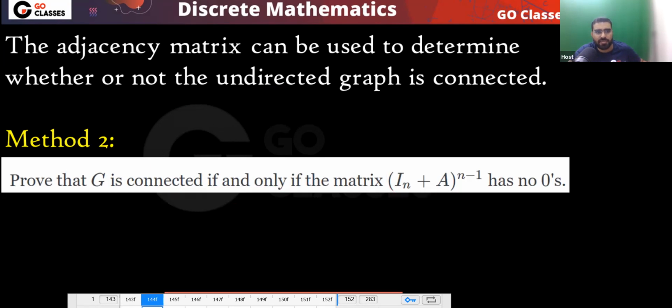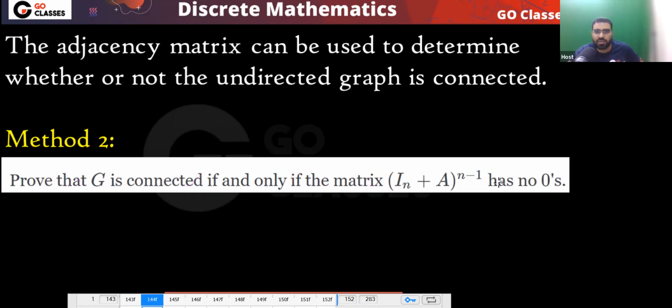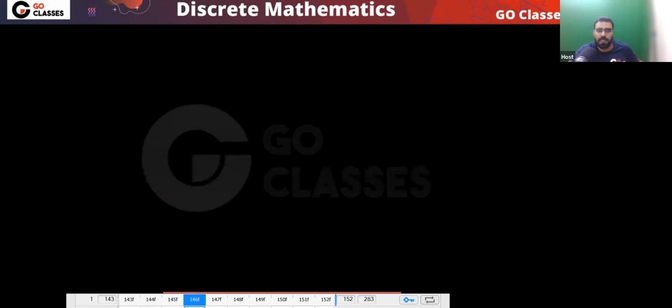And this theorem has already come in the GATE exam. But the proof, did you understand? We have already done the proof. So G is connected if and only if IN plus A power n minus 1 has no zero entries. Clear? Let's move on now. Should we move on?